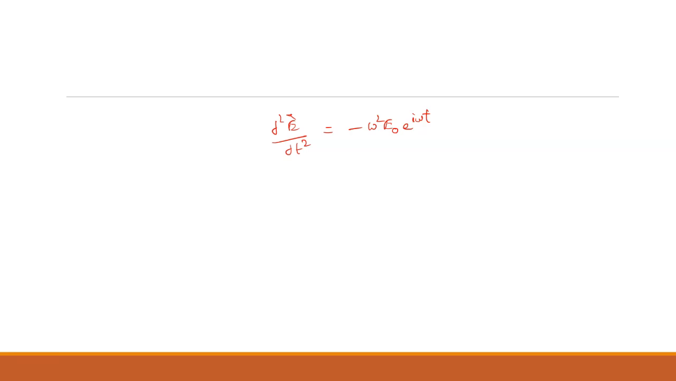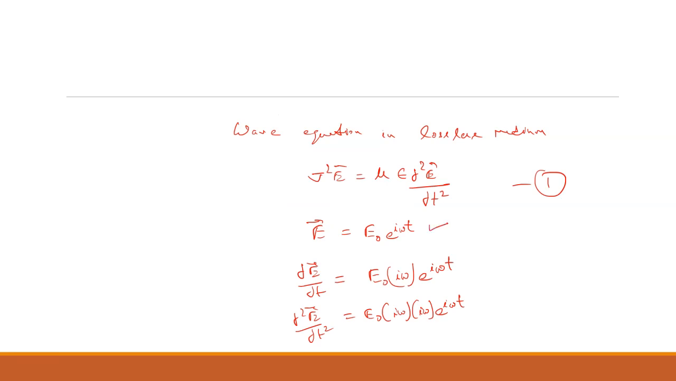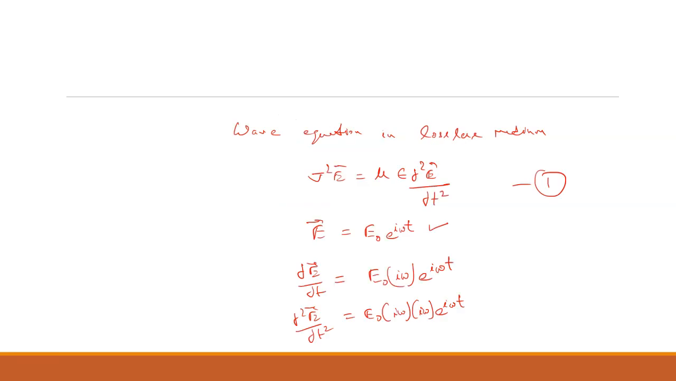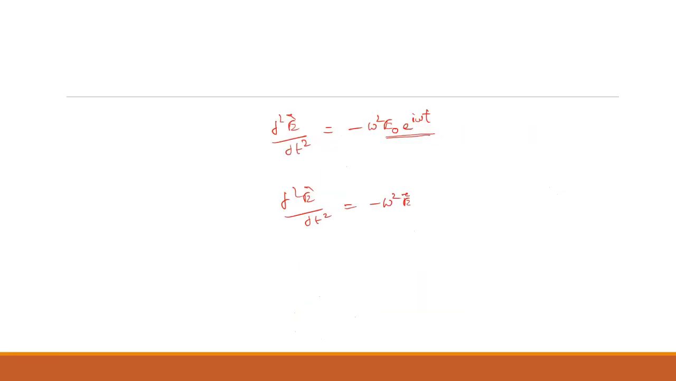Or what is this E naught e raised to power iota omega t? The right hand side will become minus omega square E, because E naught e raised to power iota omega t is E. Now putting this value of curly square E by curly t square equals minus omega square E in equation number 1, this will become del square E is equal to minus omega square mu epsilon E, or del square E plus omega square mu epsilon E is equal to 0.